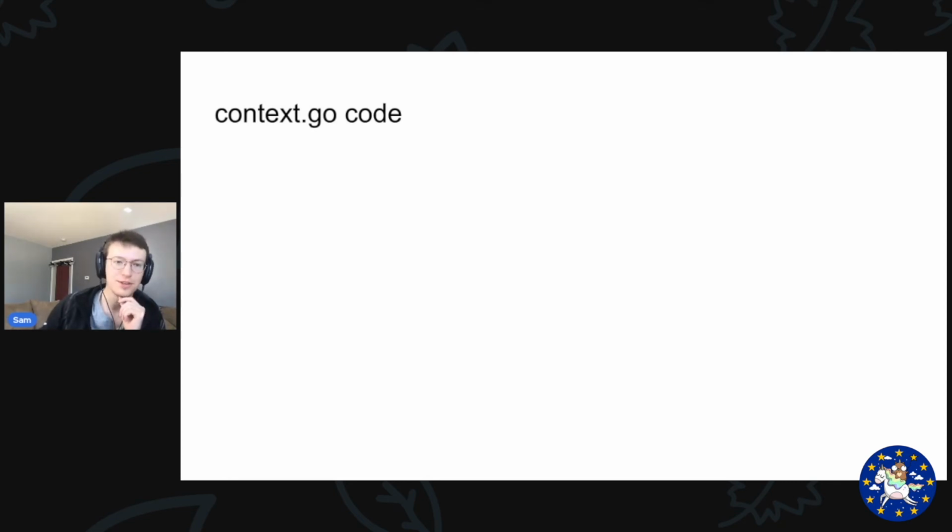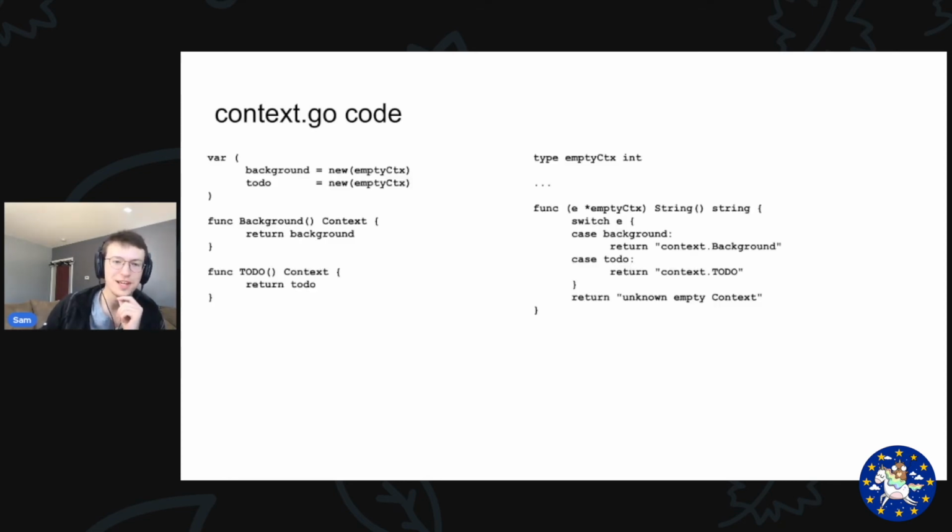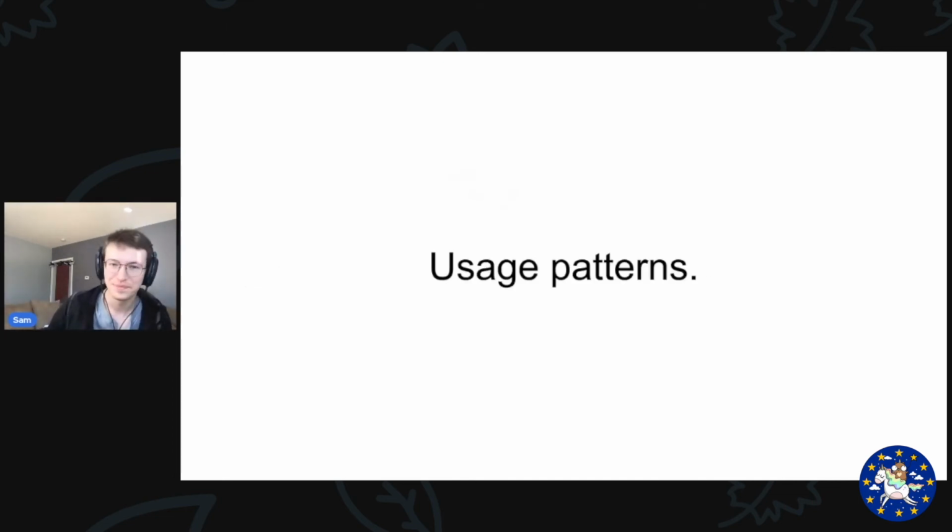Functionally, at runtime, they are literally the same, except for one tiny thing I want to highlight that's kind of funny. If you go into context.go and you read into background and to-do, you can see that they're both empty contexts. They don't do anything special, but they print slightly differently. So if you print context.background as a string, it shows background. If you print context.to-do, it shows to-do. But functionally, they operate exactly the same.